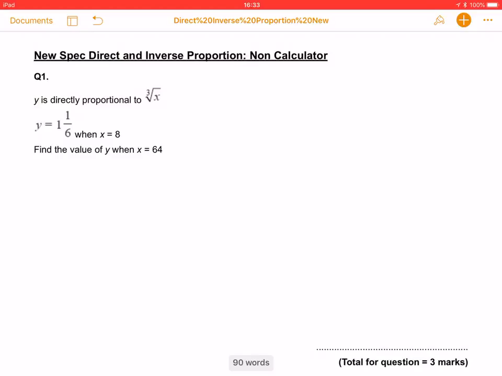This is how we do it, isn't it? But we've got to get used to it. We've got to make sure we can do it. So, having a look, y is directly proportional to the cube root of x. So it's kind of already told us what it is.